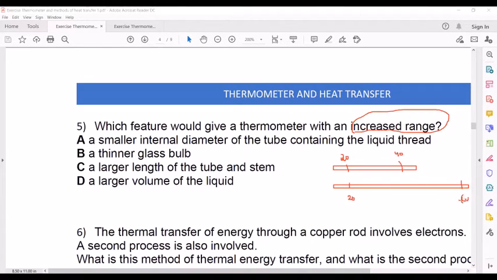So if you want to increase the range, if you want to record more temperature readings, values, so what we should use, we should larger the length of the tube and the stem. So C should be the right answer. To increase the range, we use a longer capillary.